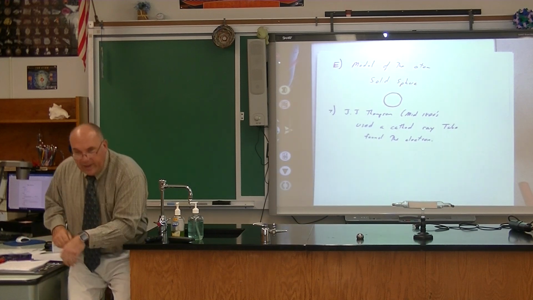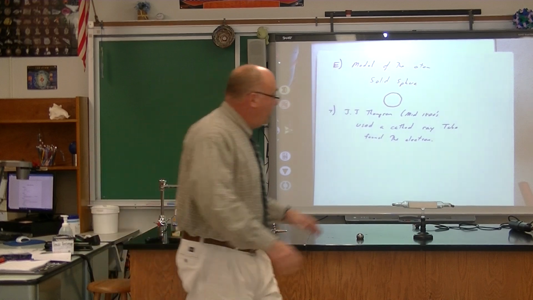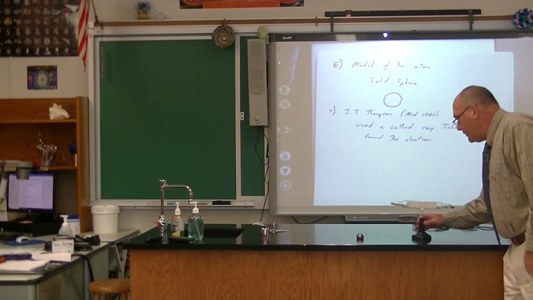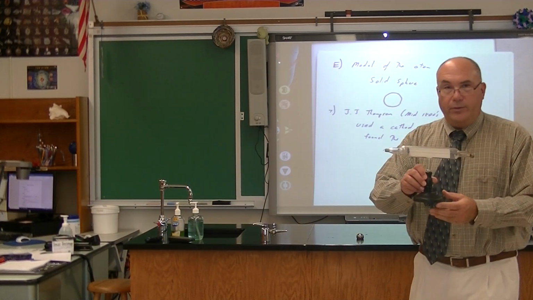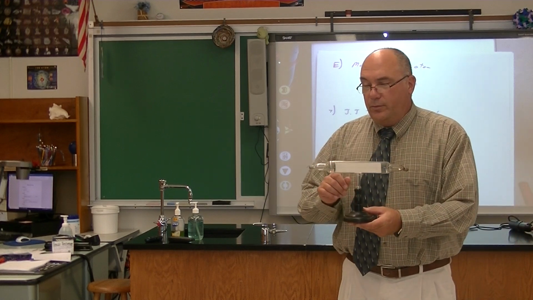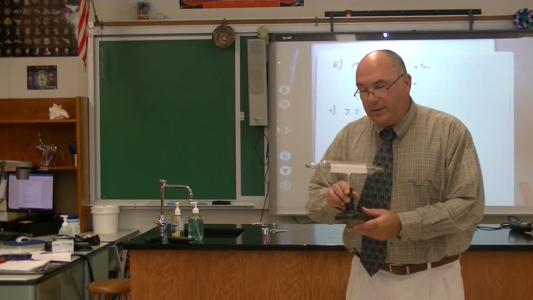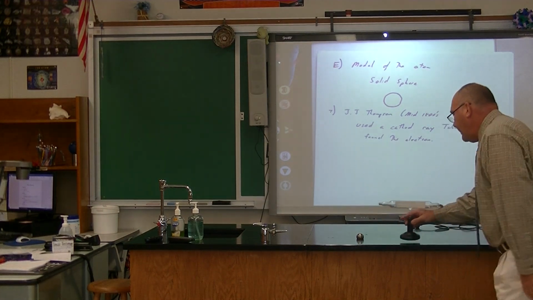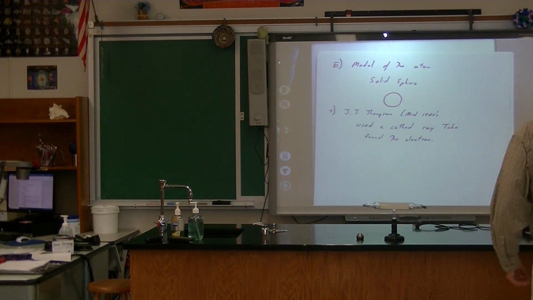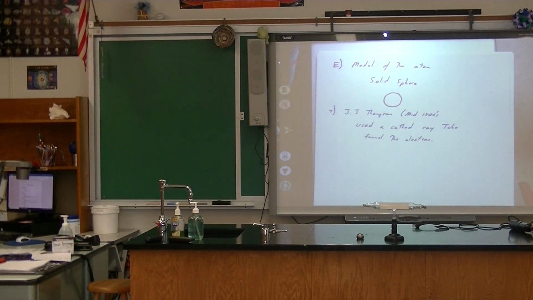And up front, I actually have it. Okay, so, I don't know if you can see, but this right here is what's called a cathode ray tube, also called a Crookes tube, and this is what he used to discover the electron. And I'm going to turn the lights off. I don't know if this will work for you or not. Hopefully you can see it. I'm going to have to hold this back here. Yeah. So you can see what's happening.